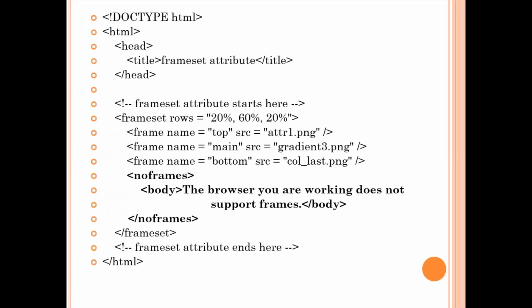This is the example of the frameset tag. You can perform this and apply this. In this example, we have divided the browser screen into three different rows, 20%, 60%, 20%, and all these three we have loaded with different files. Clear? This is the example.